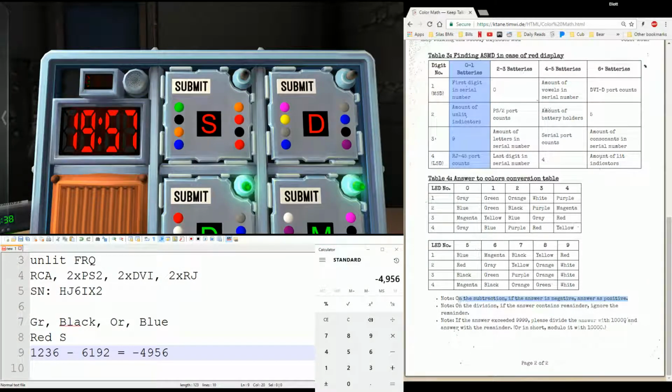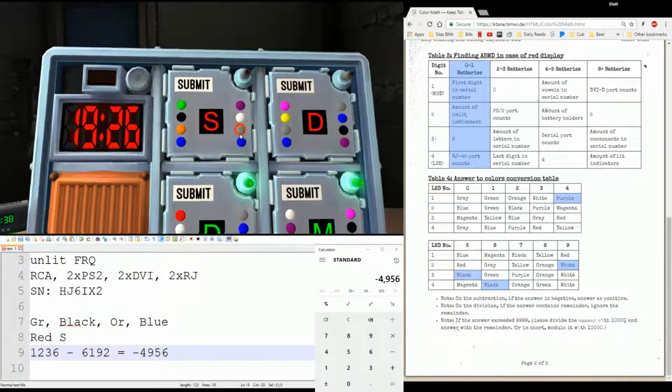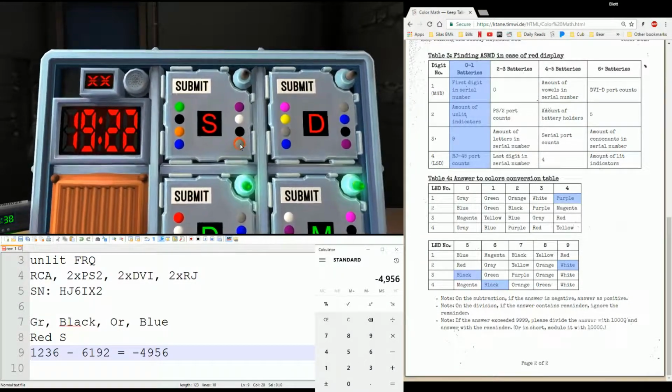What do we do with the negative? Well, if it's negative, just give the absolute value. Give the numerical part of the answer. So our answer for this one's 4956. So we look up 4, 9, 5, 6. Purple, white, black.